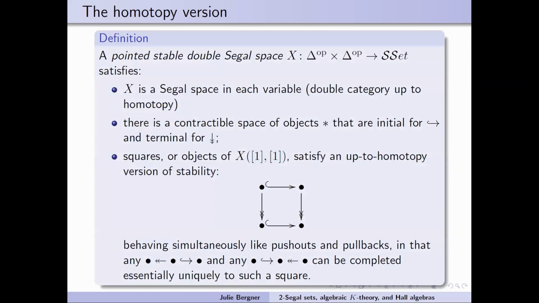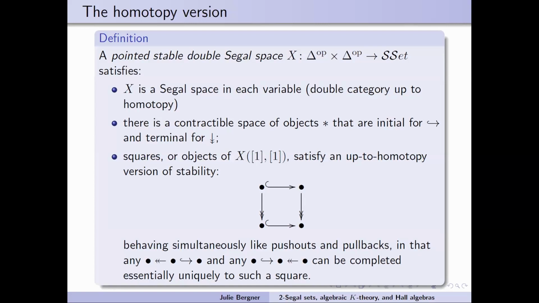Okay. Now, I don't like this discrete version of S dot because these pointed stable double categories are so strict. Things having to be actually unique is just not applicable in real mathematical life. So we need a homotopy version. We need a two Segal space version. So we make everything that I described before homotopical. So we say a pointed stable double Segal space.